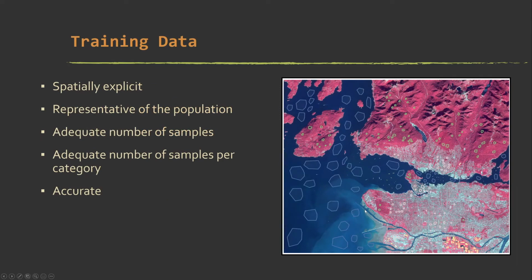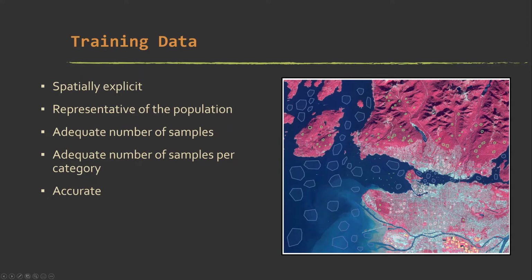Okay, so let's talk about training data. Training data should have these general characteristics when we're specifically talking about doing spatial modeling. So they should be spatially explicit. Basically, we need to know where they occur on the landscape. So here I have a bunch of polygons that are examples of different land cover categories, here at the top of Vancouver in British Columbia. So these are spatially explicit. They map to a certain location on the ground.